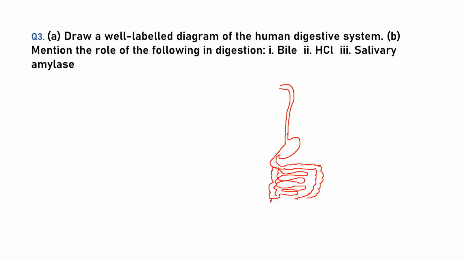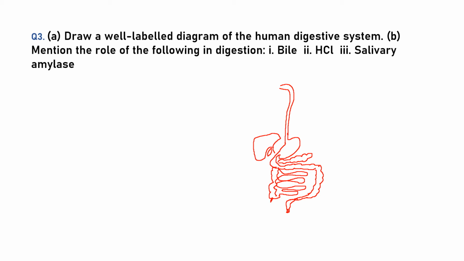Here is the appendix, and there comes the rectum, and then the anus. At the end of the anus there is a sphincter. And you can show the liver here, an approximately triangular shaped liver, and underneath the gallbladder, and the very important organ, the pancreas. So it is almost a rough diagram of the digestive system. Then you have to label the diagram.